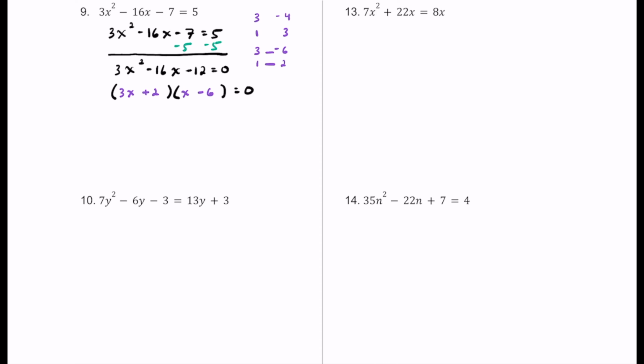Now what makes this equal to 0? I'll write out the work for this because it's a little bit more involved. So we have 3x plus 2 equals 0. So take away 2, take away 2. You get 3x equals negative 2, then divided by 3 and divided by 3. So x equals negative 2/3. Right, that would be one solution.